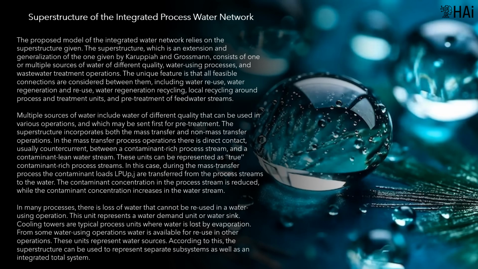In many processes, there is a loss of water that cannot be reused in a water-using operation. This unit represents a unit of water demand or a water sink. Cooling towers are typical process units in which water is lost through evaporation. From some operations that use water, the water is available for reuse in other operations. These units represent water sources. Accordingly, the superstructure can be used to represent separate subsystems as well as an integrated total system.